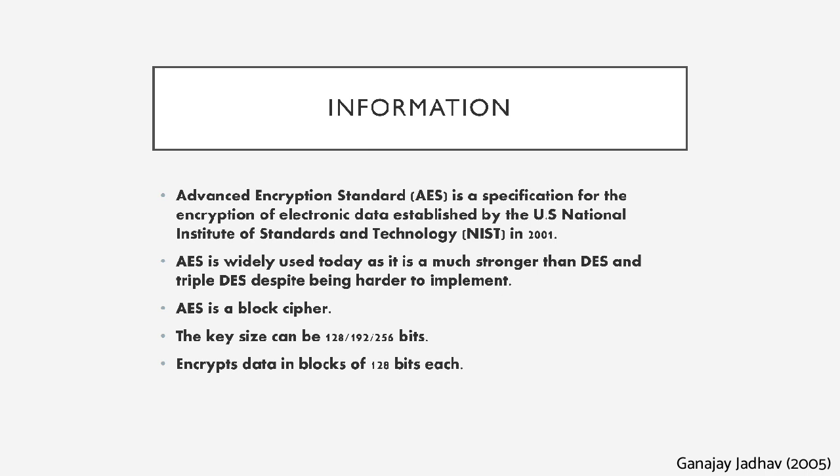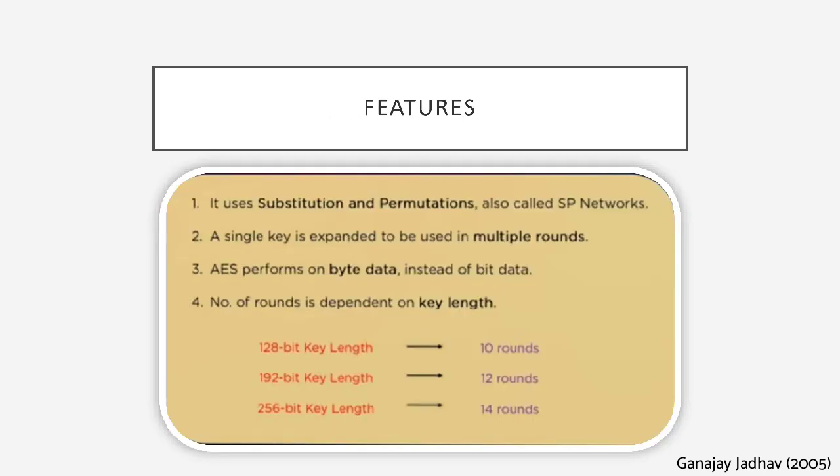AES is a block cipher. The AES key sizes are 128 bit, 192 bit and 256 bit. The block of AES encryption is usually of 128 bits. Let's have a look at the features of AES. It uses substitution and permutation. It's also known as an SP network.